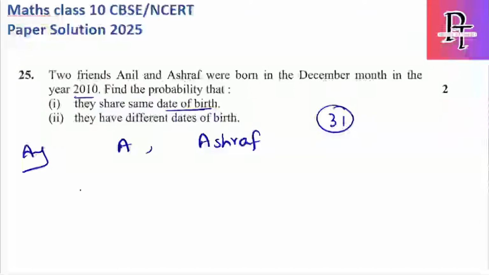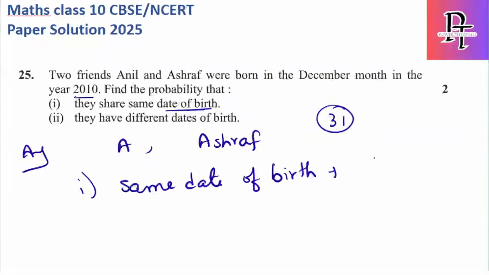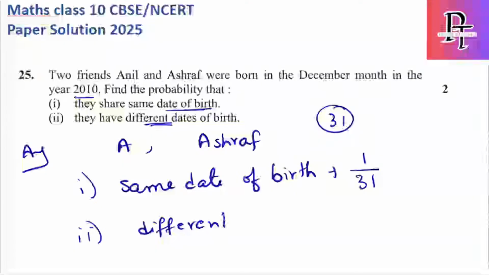So if they're having same day, same date of birth means both should have same birth date. So it should be 1, but total chances 31. For different dates, I can simply use 1 minus the same case. So same case I already have, which is 1 by 31. So 1 minus 1 by 31 is 30 by 31.